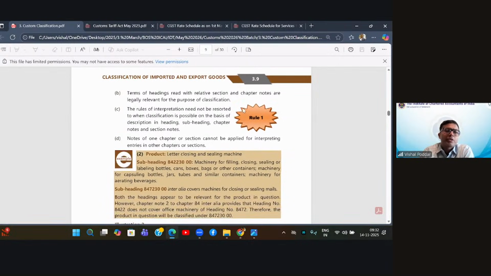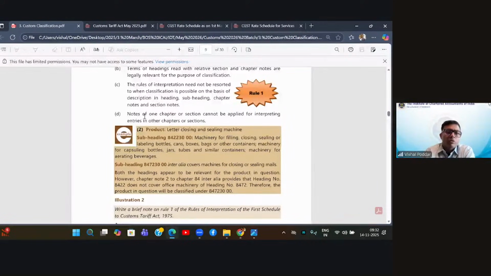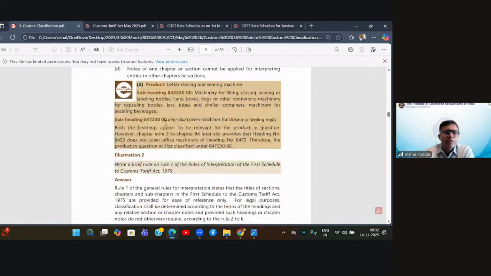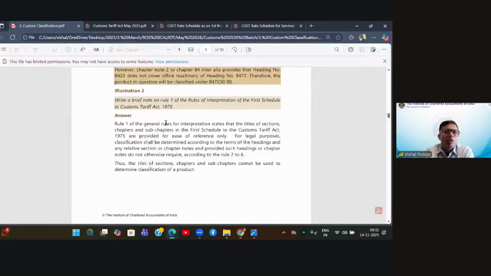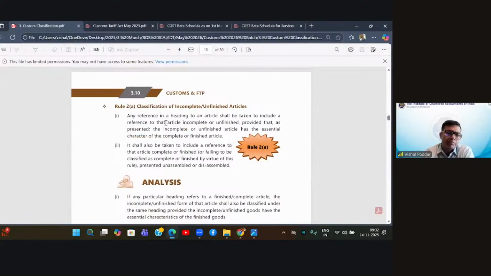So rules of interpretation need to be resorted to when classification is not possible on the basis of description. So the description given in the notes is the deciding factor. Notes of one chapter or section cannot be applied for interpreting entries in other chapters. That is obvious. So examples are given of how these notes have to be referred. Now comes rule 2. Rule 2 is divided into two parts, A and B.